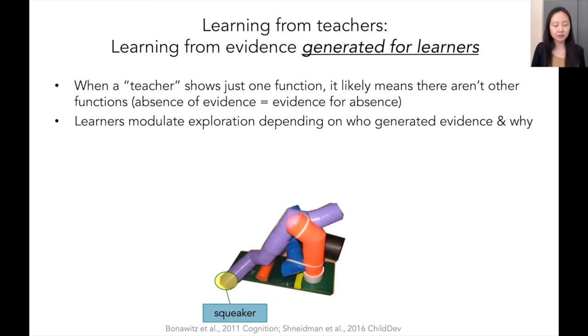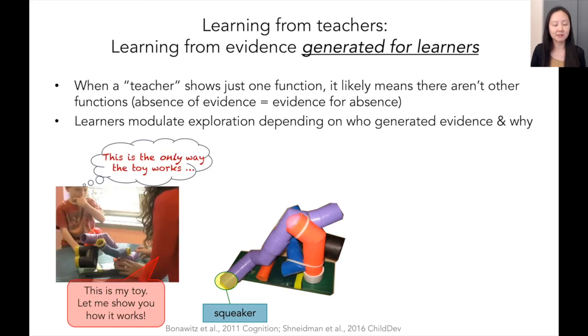And in older children, how they manifest is through different ways of exploring even the same toy, given the same kind of demonstrations. For instance, if a teacher demonstrates one function of a toy by pulling this tube out from this toy, the toy makes a squeak sound. But if it's a teacher who knows all about the toy demonstrating how the toy works, what the children infer is that this is the only way that the toy works. And when they're given a chance to play with the toy, they mostly play with this part of the toy.